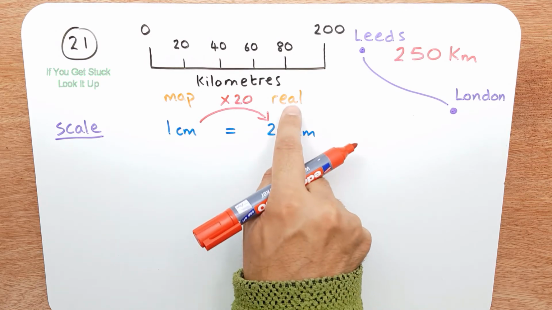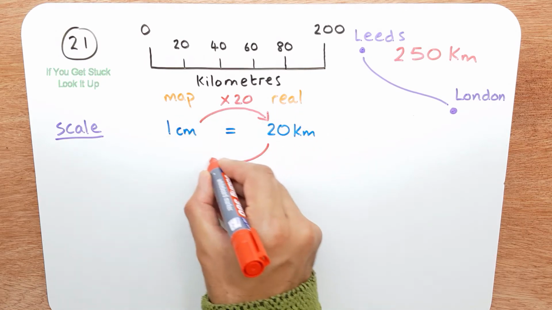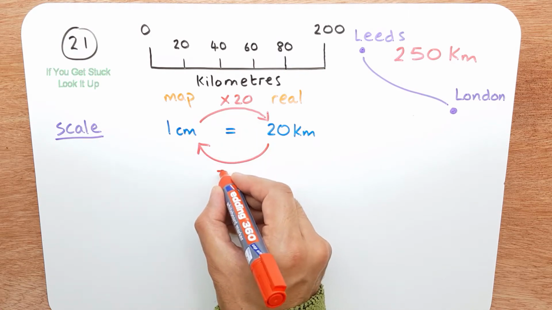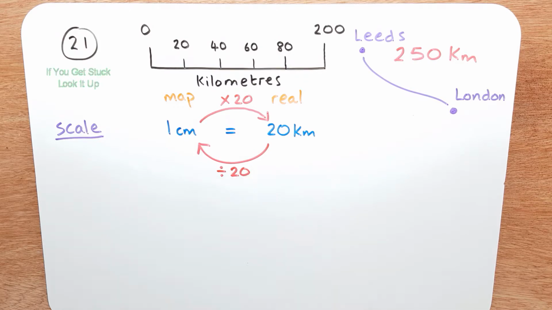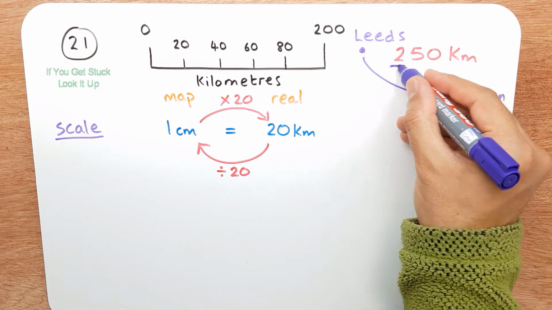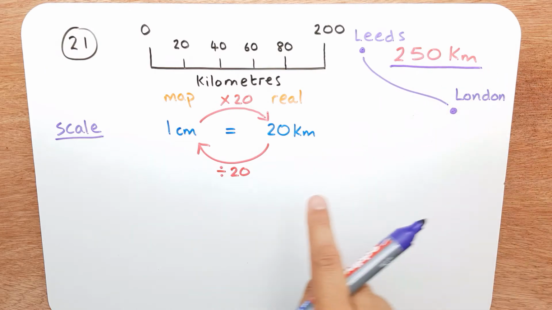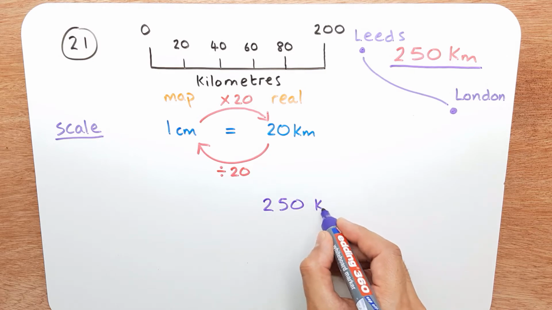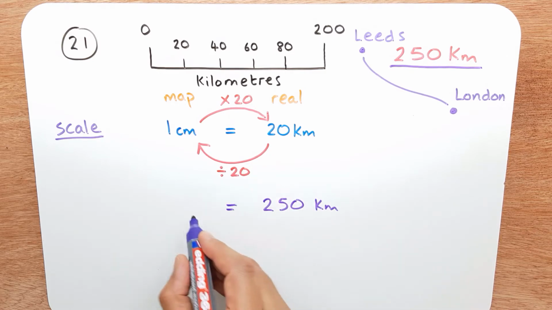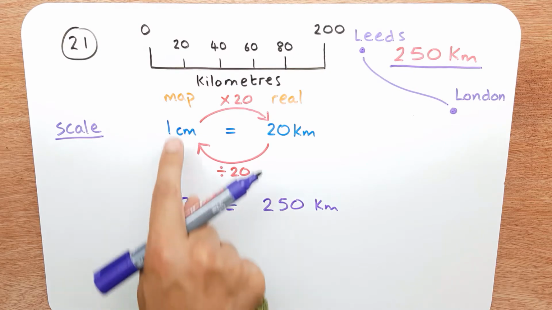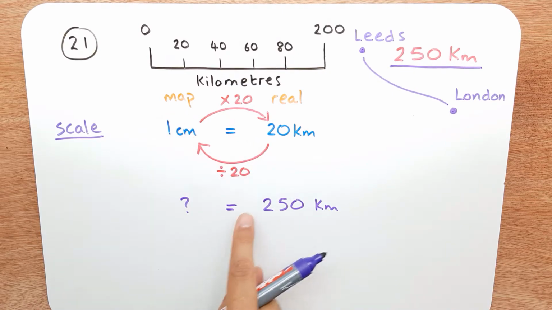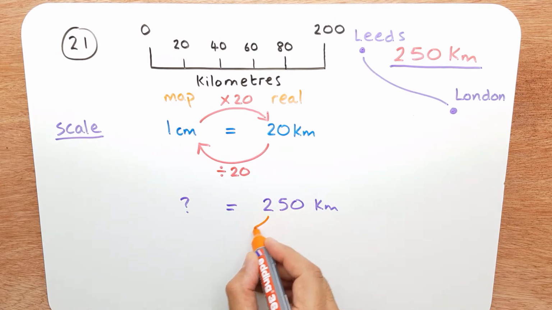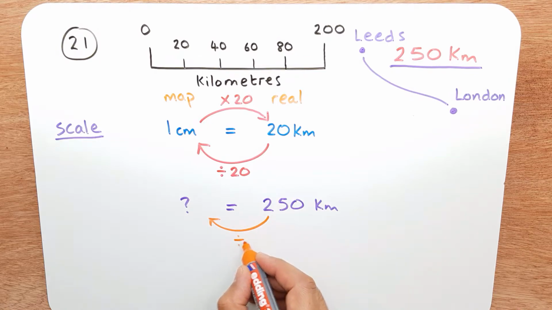Now if I go from the real world back to the map this way, I do the opposite of times 20, which is divide by 20. Now we've been given the real distance. So we've been given this number, 250 kilometers. And we need to work out the map distance. And because we're going backwards, we have to divide by 20.